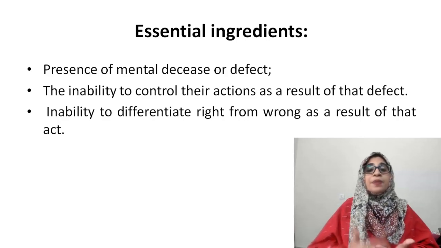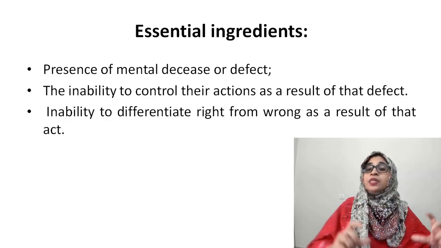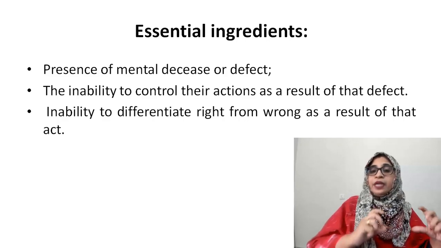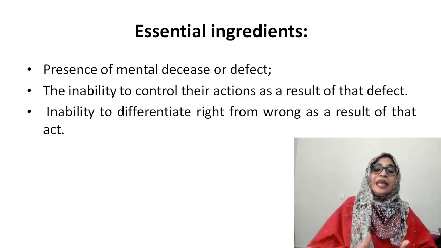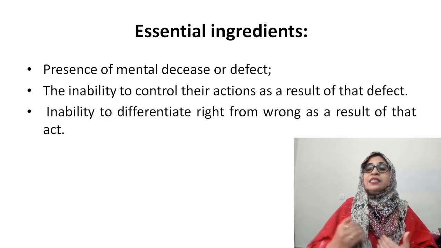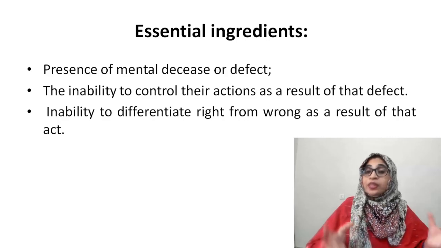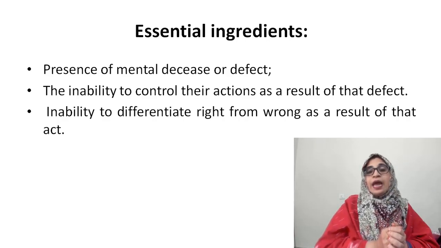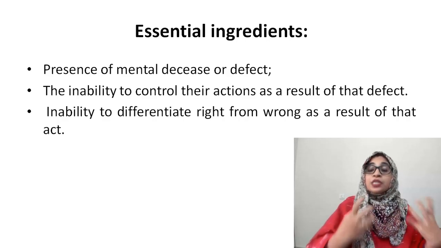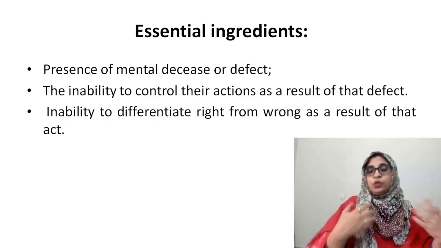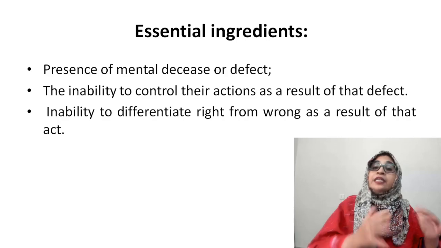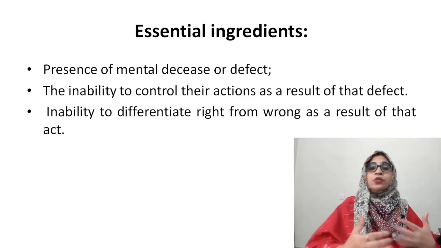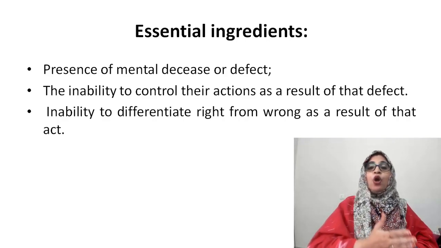The first one is the presence of mental disease or defect, meaning the accused is suffering from a mental disease or any kind of mental defect. Next is the inability to control their action as a result of that defect. In the sense that, with that mental disease or defect, they are unable to control that particular action. The accused doesn't know what he is going to do, he doesn't know whether that particular act is right or wrong, and he also doesn't know whether the act is against the law or not.